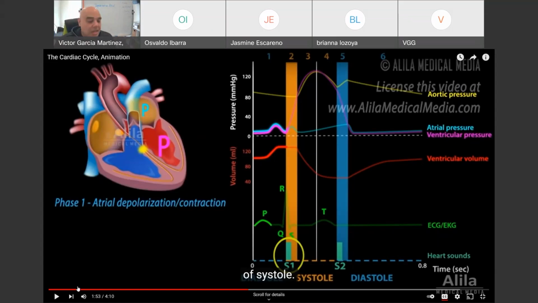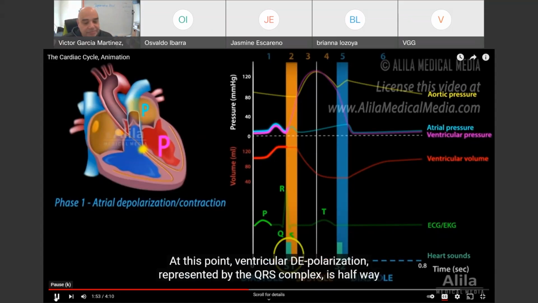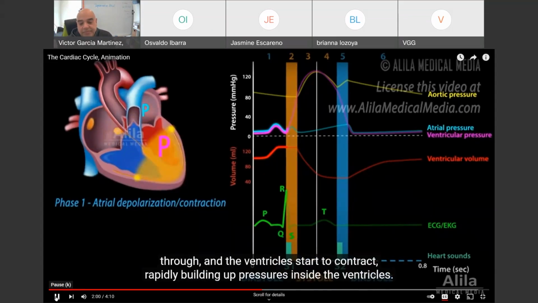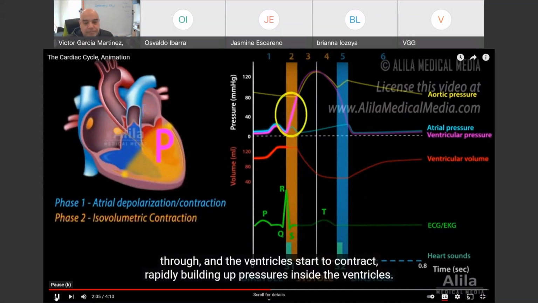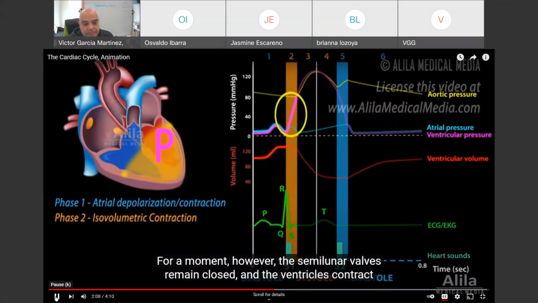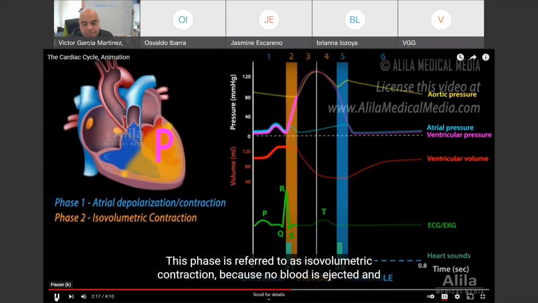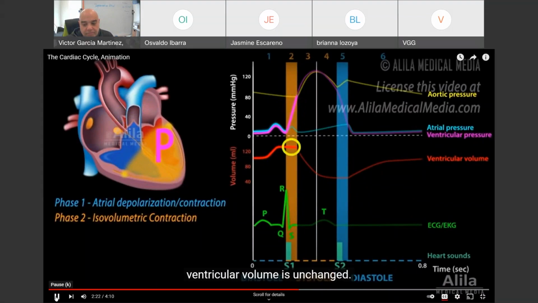Let's watch again our video, guys. Pay attention. At this point, ventricular depolarization, represented by the QRS complex, is halfway through, and the ventricles start to contract, rapidly building up pressures inside the ventricles. For a moment, however, the semilunar valves remain closed, and the ventricles contract within a closed space. This phase is referred to as isovolumetric contraction because no blood is ejected and ventricular volume is unchanged.